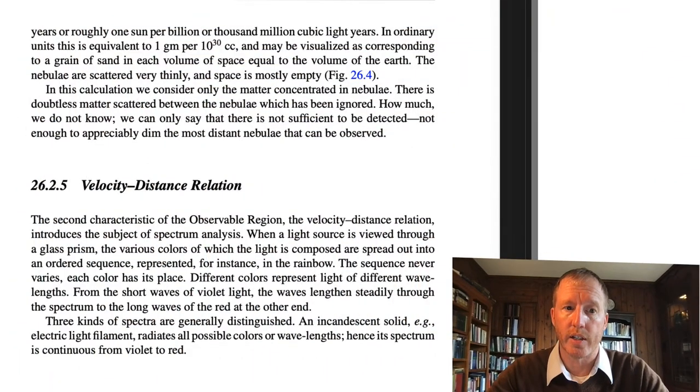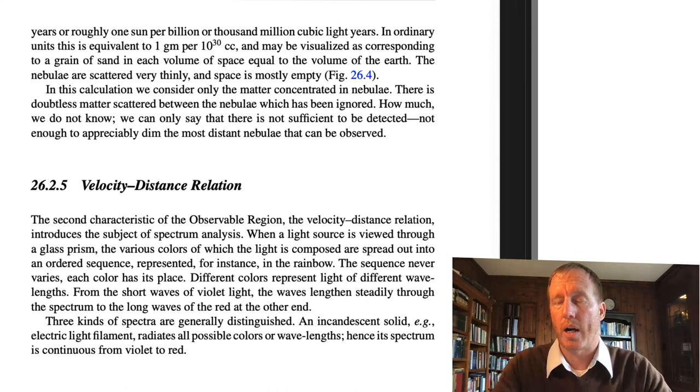Now let's go on to the next section in the realm of the nebula. This is titled the velocity-distance relation. And I want to spend quite some time on this chapter because this is perhaps what Hubble is best known for, his most significant contribution that played an enormous part in modern cosmology.